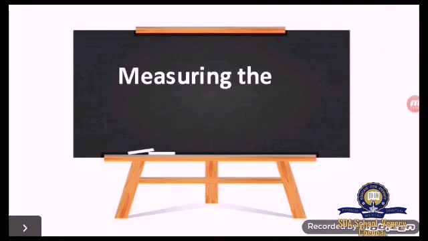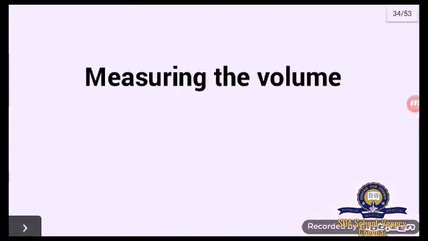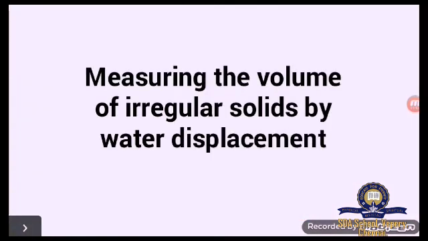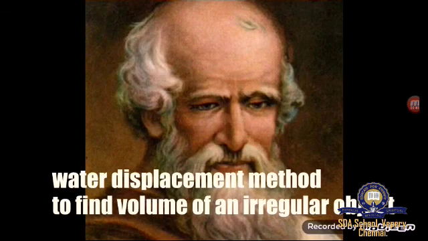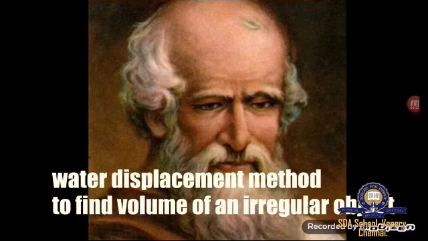Now we have to learn how to measure the volume. We have already learned how to measure the volume of irregular solids by the water displacement method. Do you know this famous scientist? Who is he? He is called Archimedes. Archimedes is the famous Greek mathematician, inventor and discoverer. What did he find? He found the water displacement method. Do you know how he found it? It's a very interesting story.